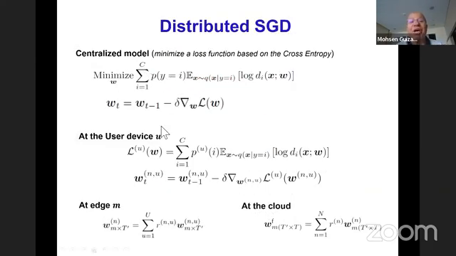model. In this situation, we are using distributed stochastic gradient descent, where we are minimizing a loss function based on the cross entropy, and the minimization for the cloud is the first equation here. Minimize the weights that we want to send, so that we can achieve an accuracy as fast as possible, and the weight is computed as such, the weight of the previous instance or the previous cycle minus some latency here. But in our hierarchical federated learning, we are using the second equation here at the user device U.